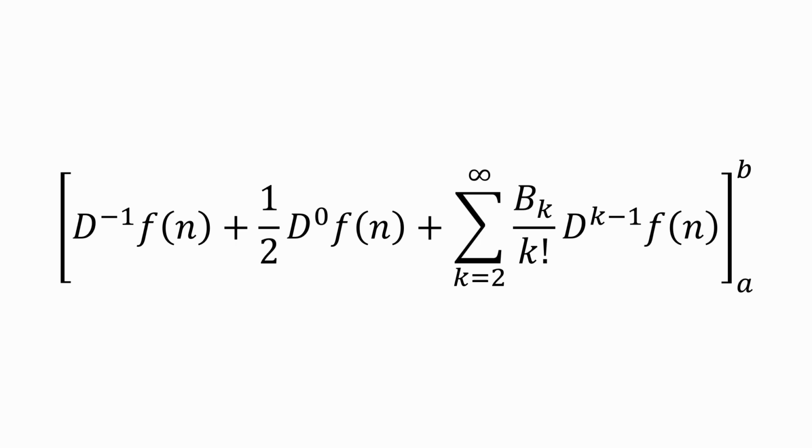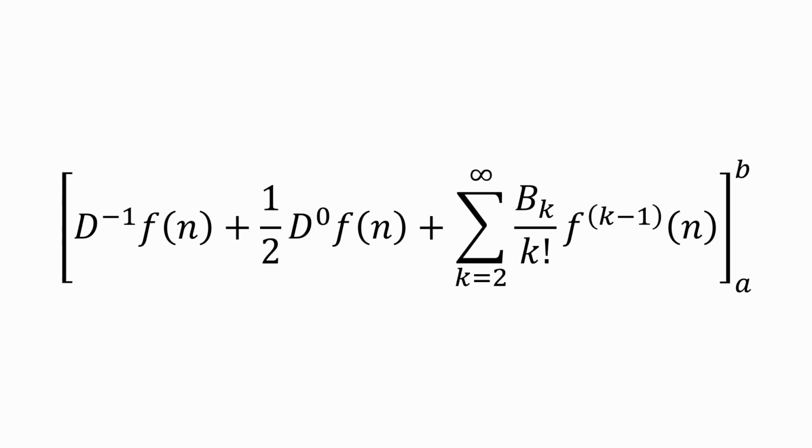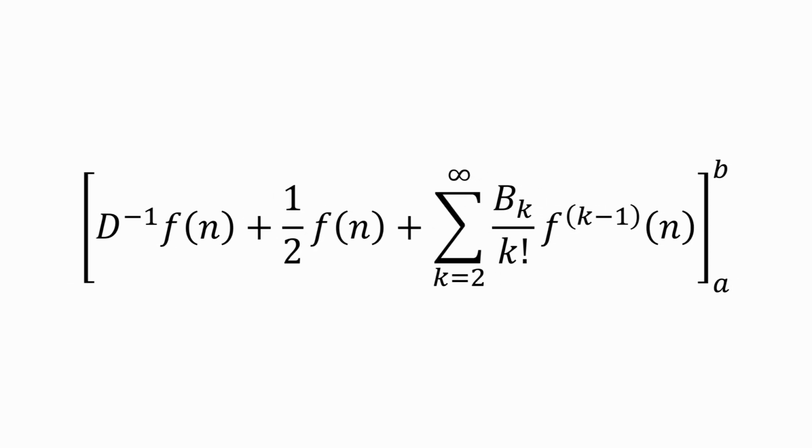D to the k minus 1 of f of n is the k minus 1th derivative of f. D to the 0 means differentiate 0 times. In other words, it does nothing. D to the minus 1 is the inverse of differentiation. We find the antiderivative, evaluate it at a and b, and then take the difference. This is the integral from a to b of f.